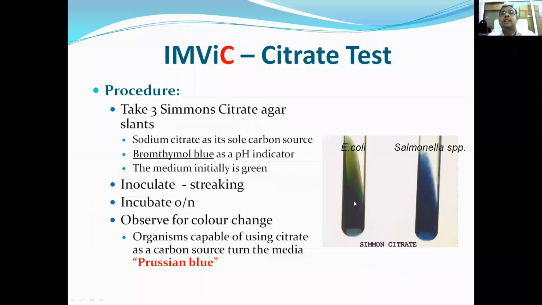Normally green color is present in Simmons citrate agar, and if the bacteria utilize the citrate, then it converts to Prussian blue color. So the presence of Prussian blue color indicates the test is positive, and no change in color indicates the test is negative. Generally E. coli is citrate negative, whereas Salmonella is citrate positive.